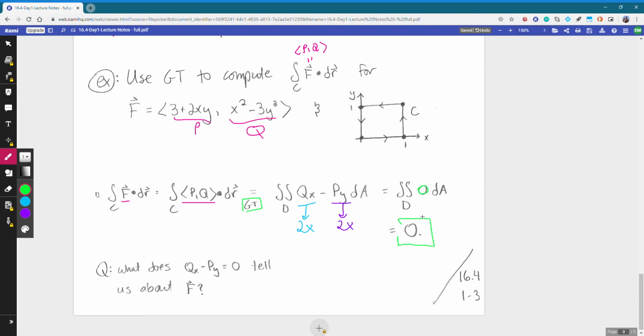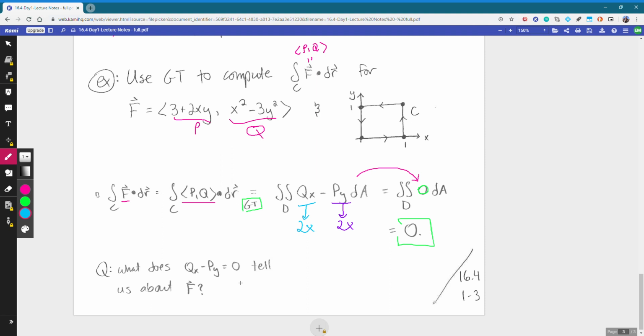Now this example has a nice connection with some ideas that we've seen before. Right here, in this step, we saw that our Qx minus Py is 0. And I claim that that tells us something. What does the fact that Qx minus Py equals 0 tell us about our vector field F? If you said that it's conservative, then you are spot on.